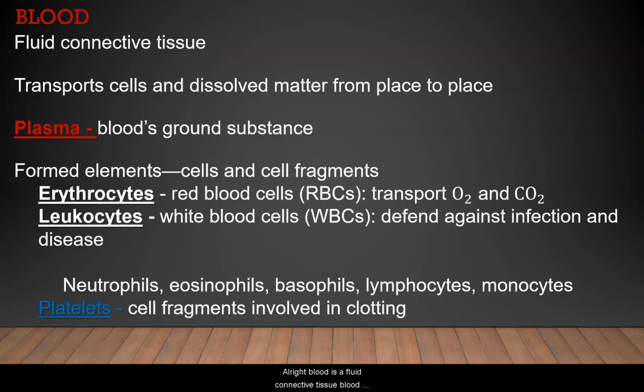All right, blood is a fluid connective tissue. Blood transports cells and the materials within them from place to place. Plasma is blood's ground substance, what blood's hanging out in. The formed elements, which are cells and cell fragments, are the erythrocytes, or the red blood cells, which transport oxygen and carbon dioxide, and the leukocytes, your white blood cells, which help to defend you against infection and disease. Some other things in blood: neutrophils, eosinophils, basophils, lymphocytes, monocytes, and platelets, which are fragments of cells that are involved in clotting, blood clots, right?